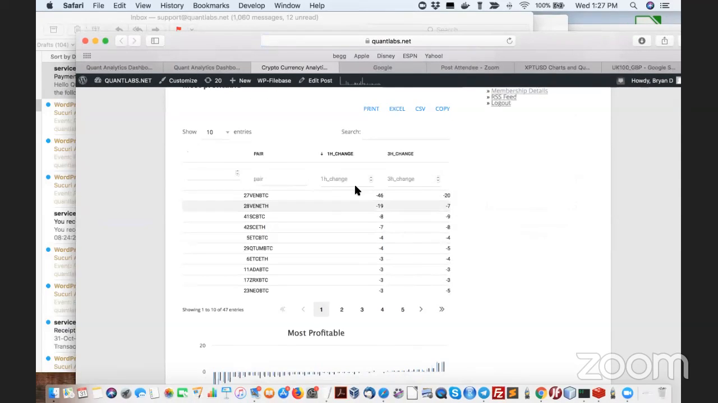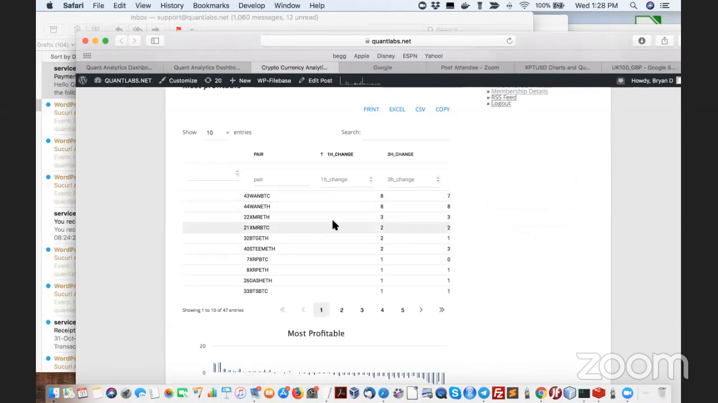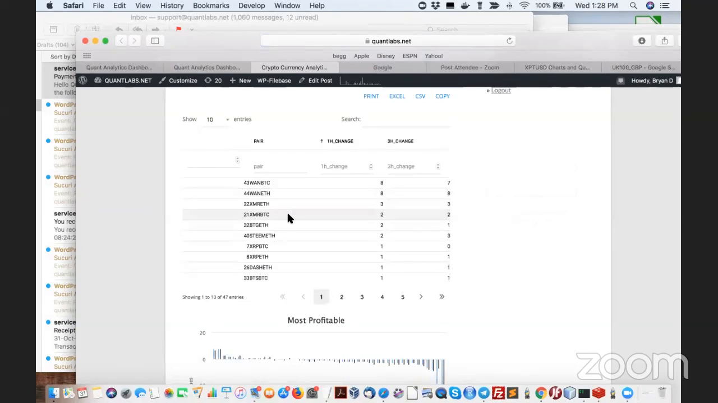There's something good here in this change. I'm starting to see the sort of volumes again, and it's been kind of dead. When I start to see things like 8% moves over an hour, 7% over 3 hours for WAN Ethereum, that is a good thing. So there may be some volume starting to build back into crypto, which is good. So you can clearly see here we have XMR, WAN, and BTG and Steam.